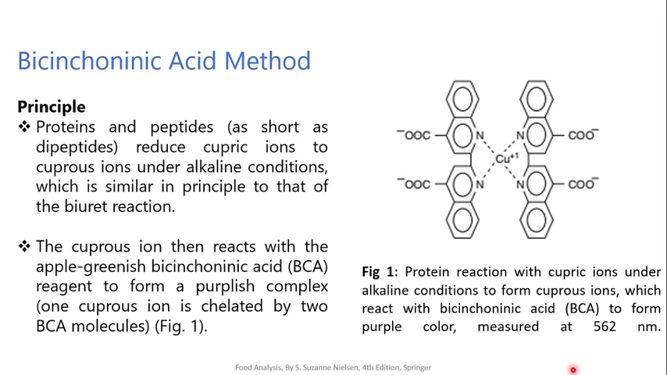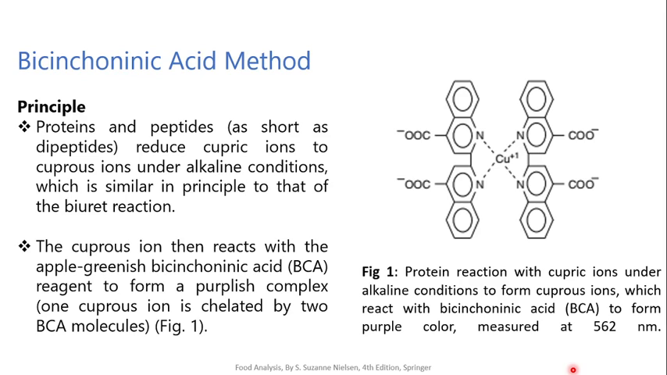So the first one is the bicinchoninic acid method. Here, the proteins and peptides, if you are considering the two bonds, we can say the dipeptides, whenever they are in contact with cupric ions, they will reduce cupric ions into cuprous ions under alkaline conditions, which is similar in principle to what we have seen in the Biuret reaction. So the cuprous ion then reacts with the apple greenish bicinchoninic acid reagent to form a purplish complex. So one cuprous ion is chelated by two BCA molecules.